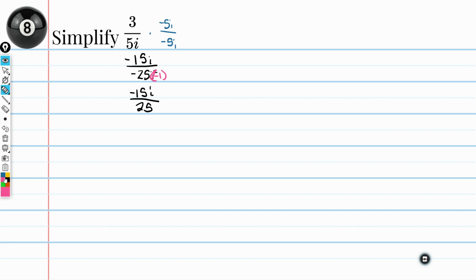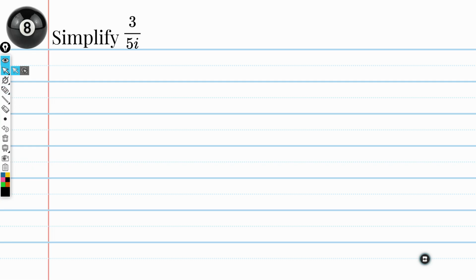And so when we look at reducing, those are both divisible by 5, giving us a negative 3i and a positive 5. When we write it, we always write the i after the fraction. We always write the negative sign before the fraction. So it's negative 3/5 i is all we're left with.